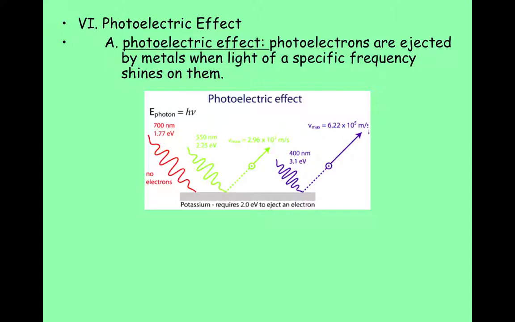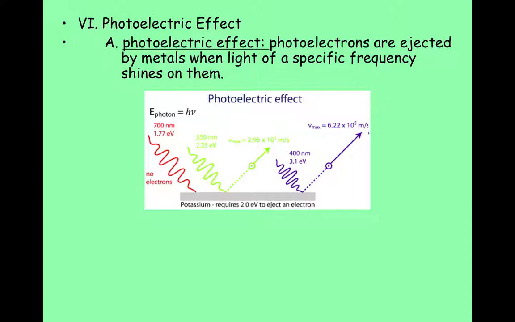And now this picture shows us a lot of information. In the red, we can see a beam of light shot at this metal sample. It's shot at 1.77 electron volts. That's a specific amount of energy that it's carrying. And that energy is not enough to knock an electron off of the metal.